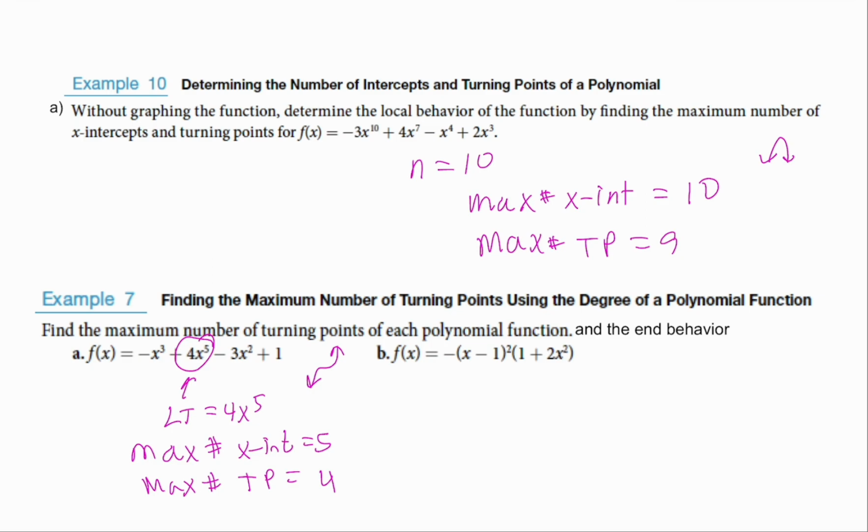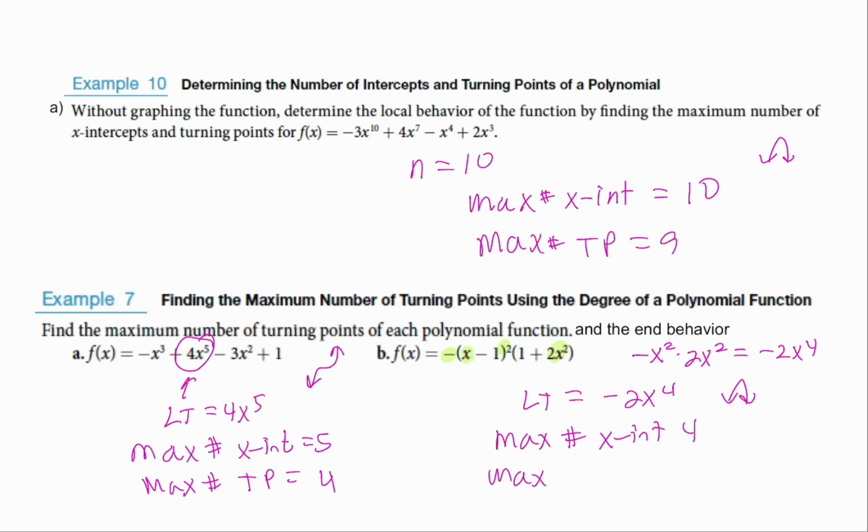Now, for this one, you have to pull some things out of there. So it would be a negative x squared times a 2x squared for a negative 2x to the 4th. So my lead term is negative 2x to the 4th. So both ends are going down. The maximum number of x-intercepts I'll ever have is 4. The maximum number of turning points I'll ever have is 3.